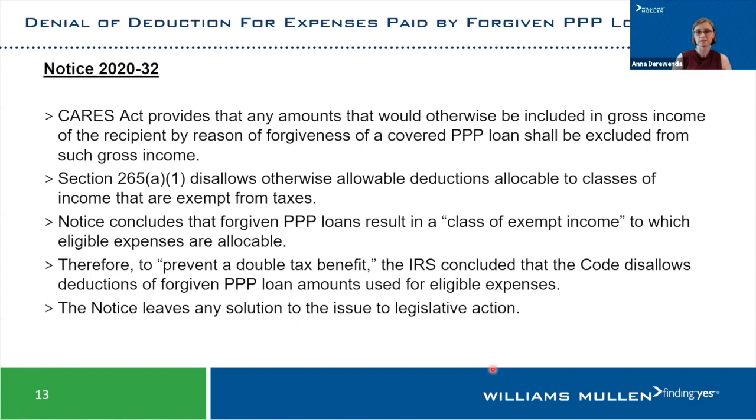And the IRS basically said yes, and there's statutory authority for that. Section 265 basically disallows deductions that would otherwise be allowable, but that are allocable to classes of tax-exempt income. And so under the statute, the IRS says, you know what, we don't have authority to be able to give that deduction. And if Congress wants a fix, then they have to do the fix.